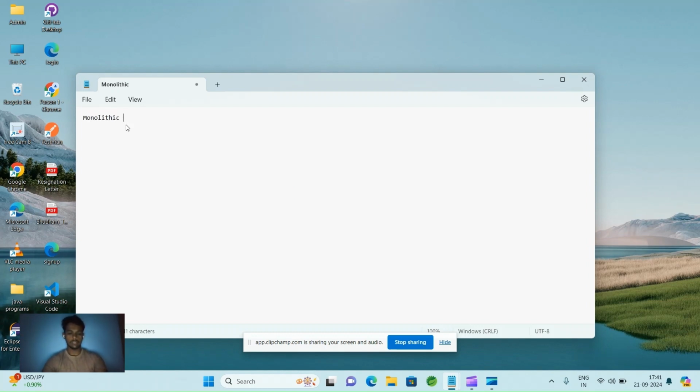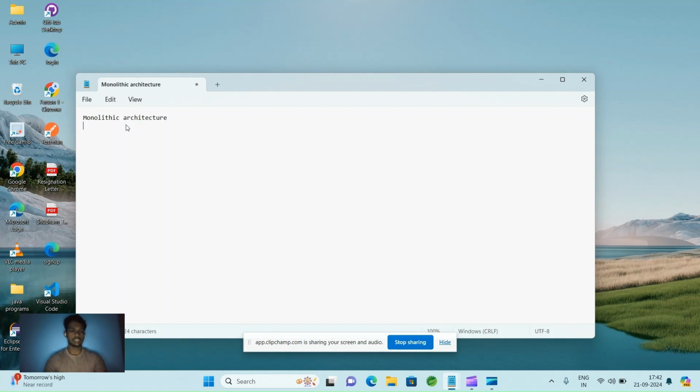Monolithic architecture. So we will see what monolithic architecture is. Monolithic architecture is nothing but developing the entire application as a single unit. It means all components of that entire project depend upon each other and work like a single unit.